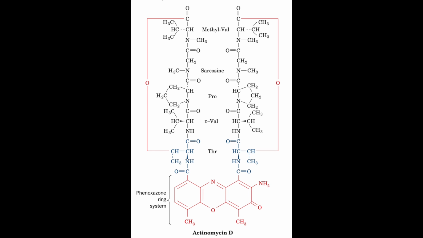Actinomycin D is a useful antineoplastic/anti-cancer agent produced by Streptomyces antibioticus. What actinomycin D does is that its phenoxazone ring system, shown in red, is intercalated between the DNA's central G-C base pairs, causing the DNA helix to be severely distorted.